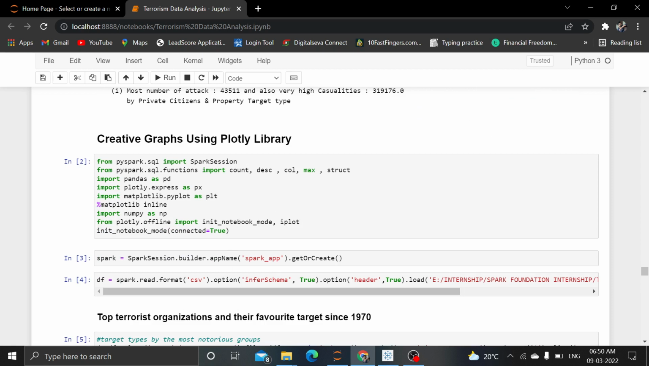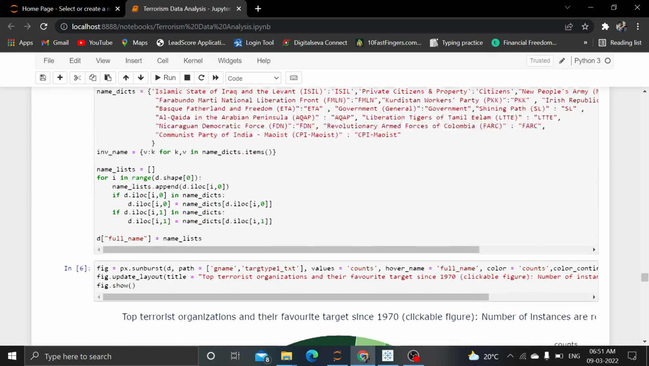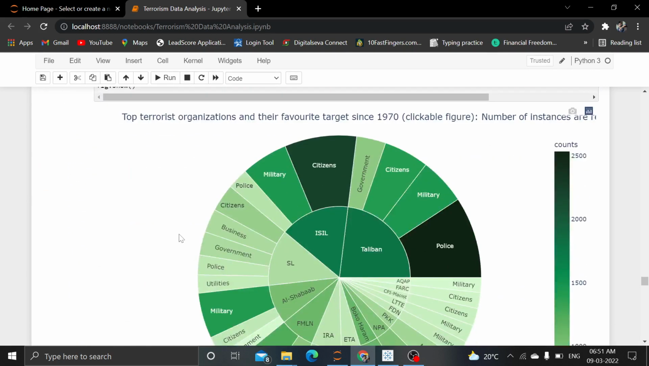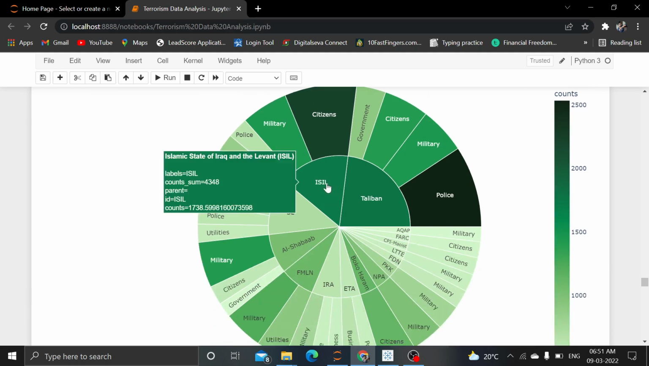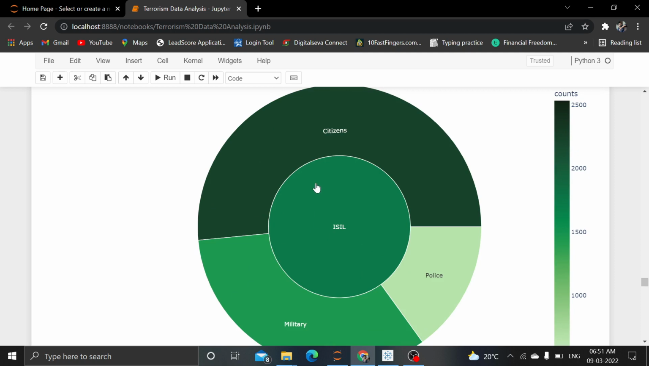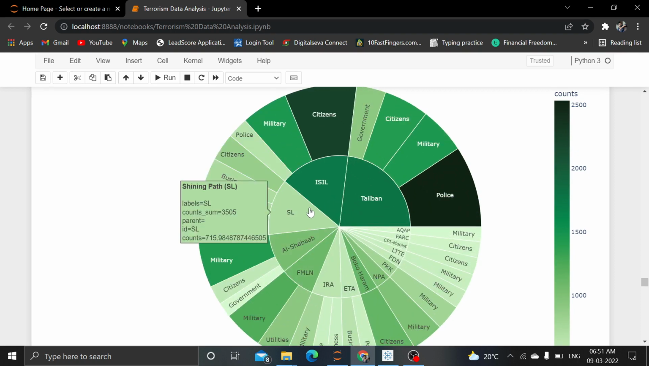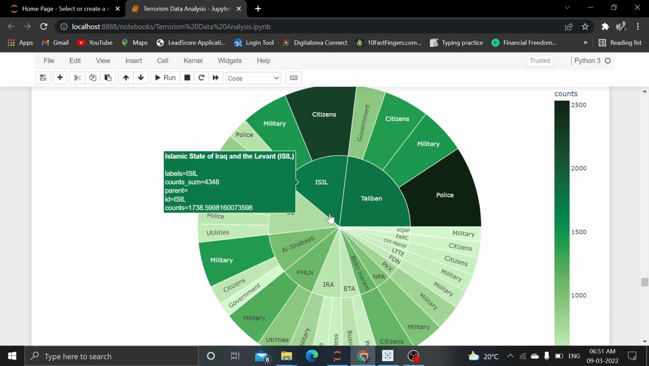After this graph, I created a creative and attractive graph using the Plotly library, after successfully importing some libraries. This graph shows the top terrorist group organizations and their favorite target types since 1970. You can always click on these, and they are plotted according to the records that have been recorded.